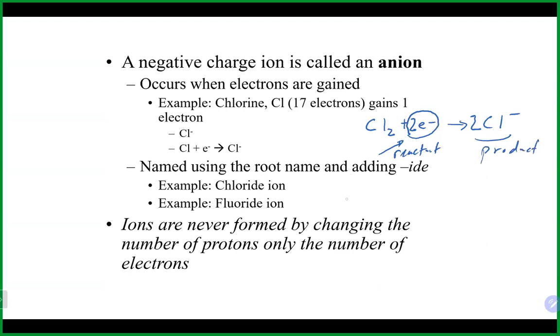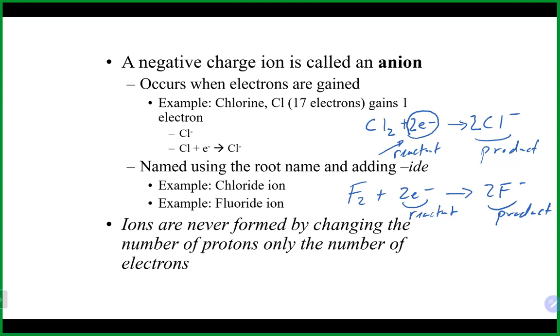Same thing if we did something like fluorine. Basically, fluorine would pick up 2 electrons, 1 for each of the fluorines that are present, and we would get 2F- in this case. And again, we would see this on the reactant side, and this obviously on the product side. So just like before, we can basically write an equation to show an element gaining an electron, and that is how we could represent it there.